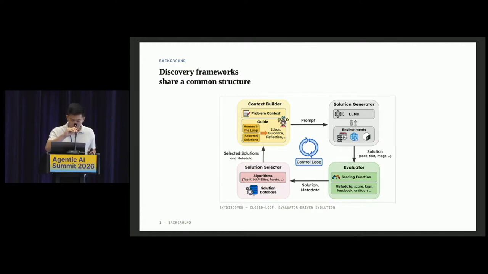This one is taken from Sky Discover. So there are 4 distinct components. The first one is the context builder. The context builder's goal is to provide problem context as well as inject ideas, guidance, and reflections of previous mistakes and success into the prompt. And the prompt is given to a solution generator, in this case an LLM, where it has access to environments such as execution or the ability to look up the web.